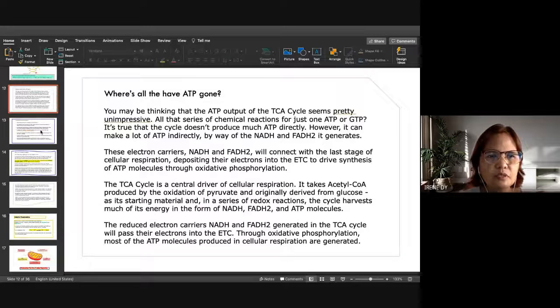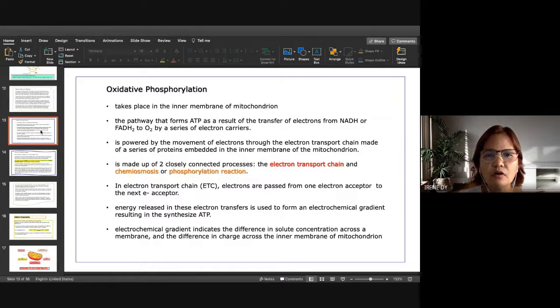Then next, we'll have... What is now oxidative phosphorylation? Saan siya nangyayari? In the inner membrane of the mitochondria. This is the pathway that forms ATP as a result of the transfer of electrons coming from NADH or FADH2. Ano ang nangyayari dito? It's powered by the movement of electrons. So kung wala yung electron class, hindi mangyayari tong cycle na to.